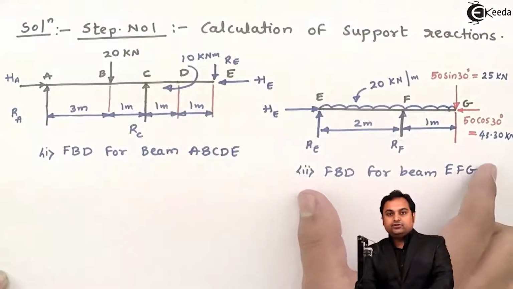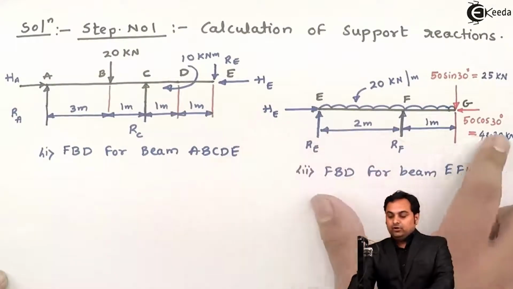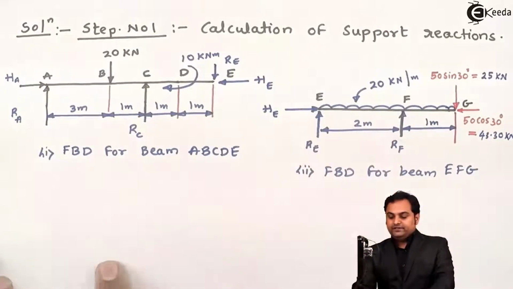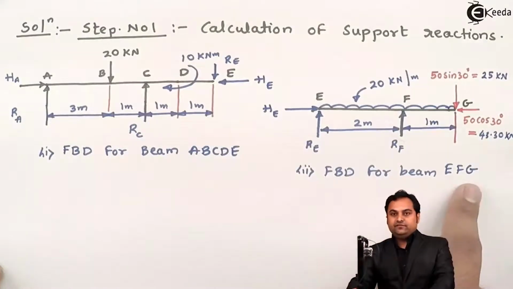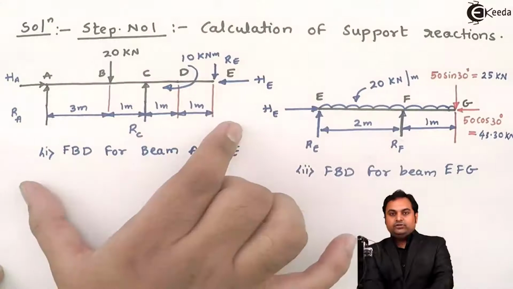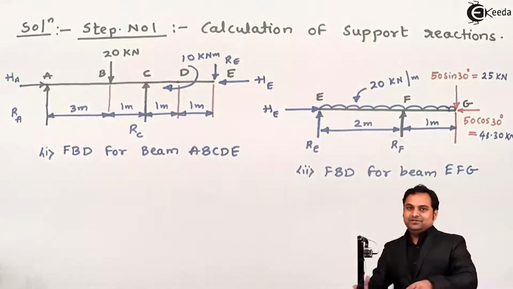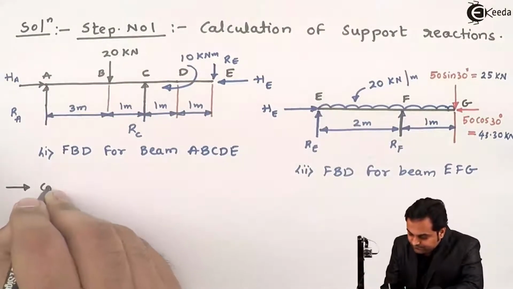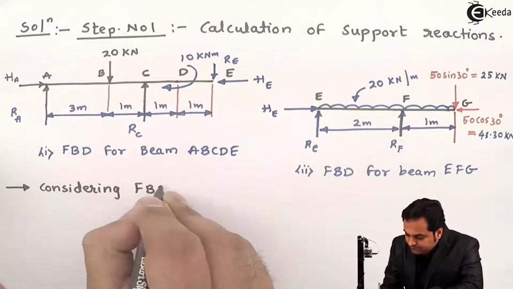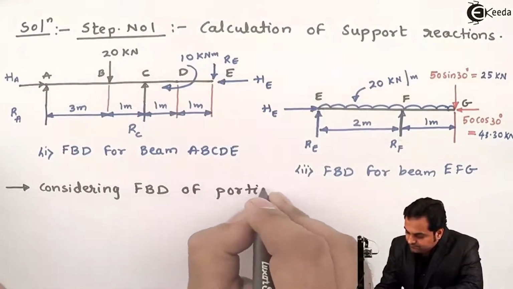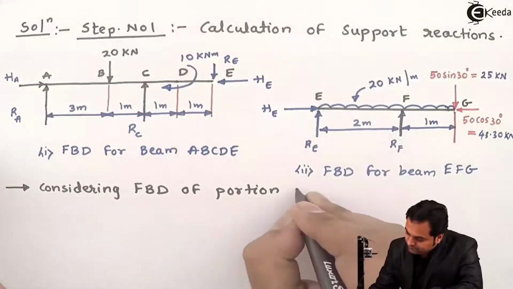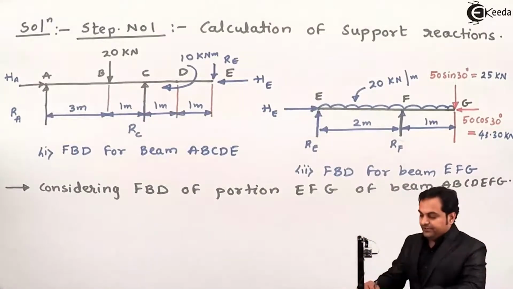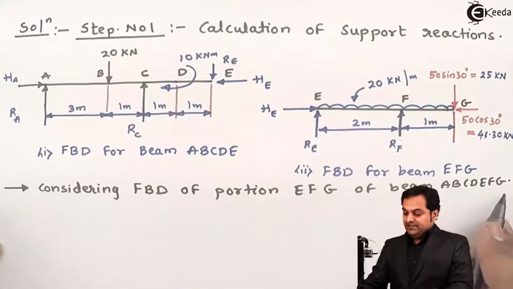But in the other portion of the beam, a horizontal reaction is there and a horizontal force is also present. So I will be able to calculate the horizontal reaction from here. So it is better to start with the FBD for beam EFG first, find the reactions here, and then go on to the next part, that is ABCDE. So let us get started here. I am considering portion EFG of the entire beam ABCDEFG.